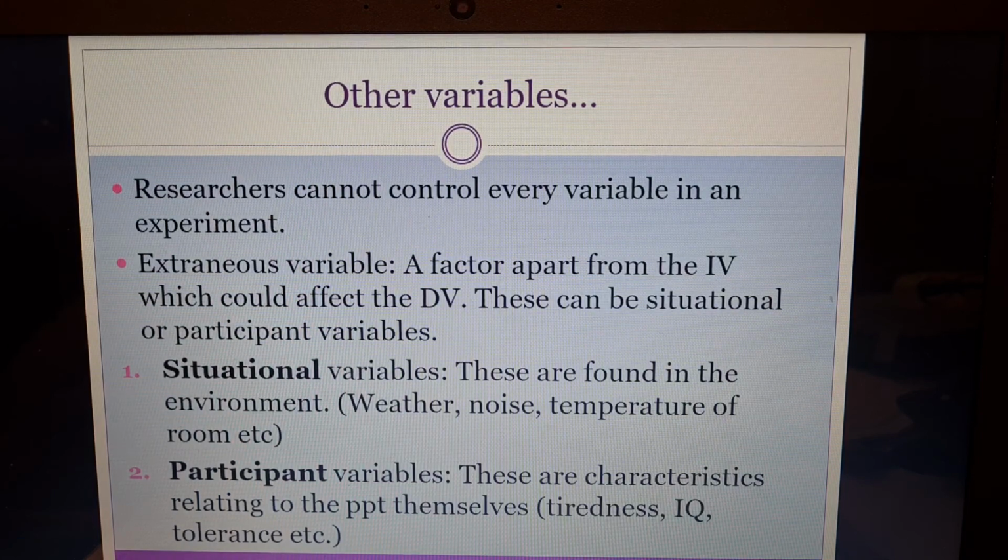And secondly, we've got participant variables, and these are relating to characteristics of the participant themselves. So the tiredness, fatigue, IQ levels, memory, tolerance, etc. So participant variables are actually relating to individual differences which occur between the participants.